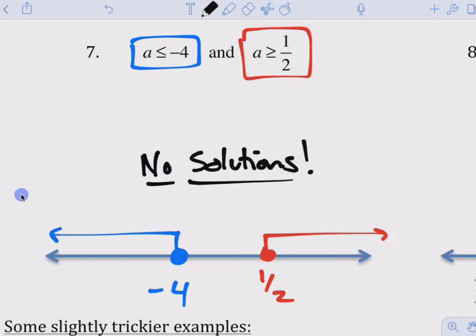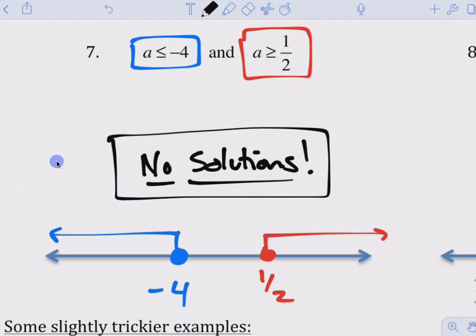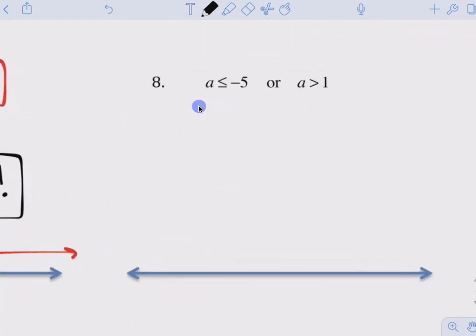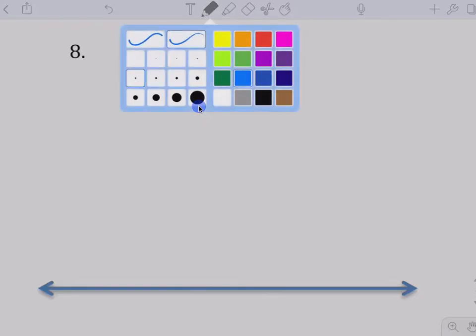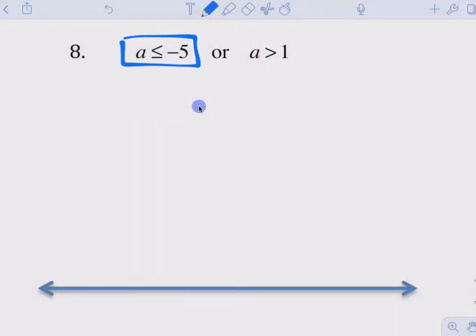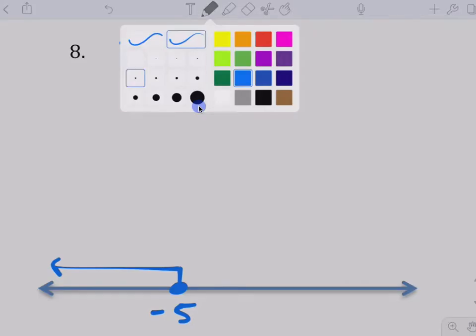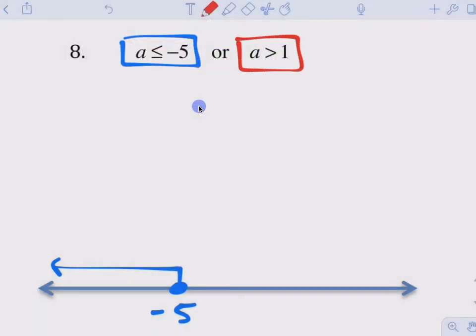And if we use our intuition, I mean, let's think about it. It's impossible to be less than or equal to -4 and greater than or equal to 1/2 at the same time. I mean, it's just not going to happen. So no solutions in this case. All right, and let's see what happens here. All right, so we've got a is less than or equal to -5. Okay, and we also have a is greater than 1.